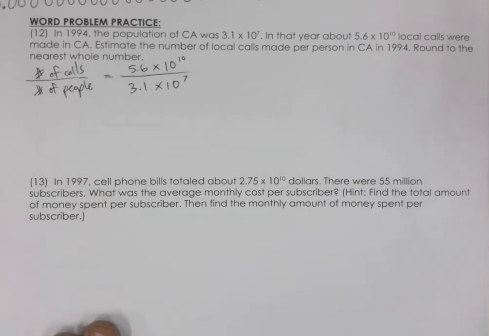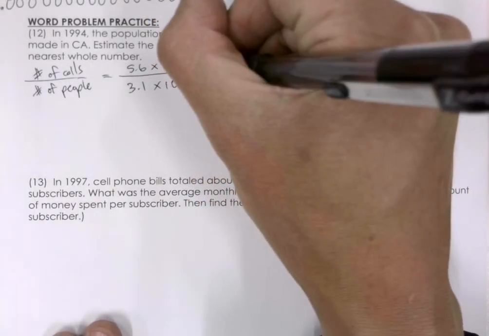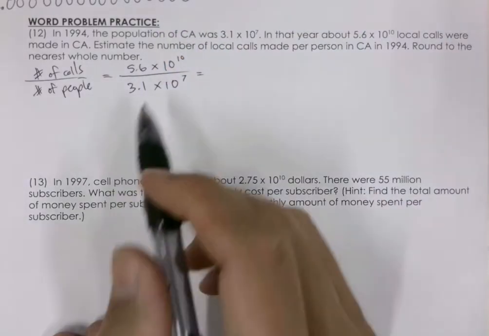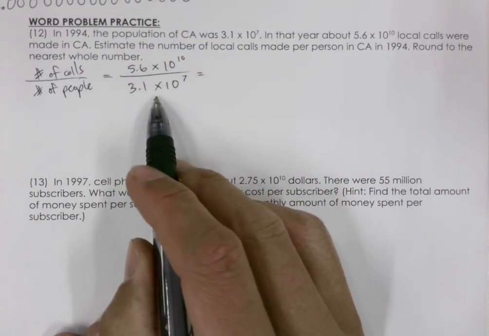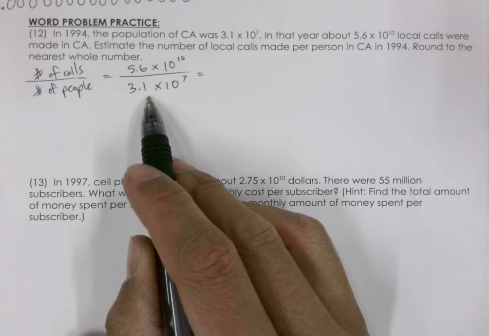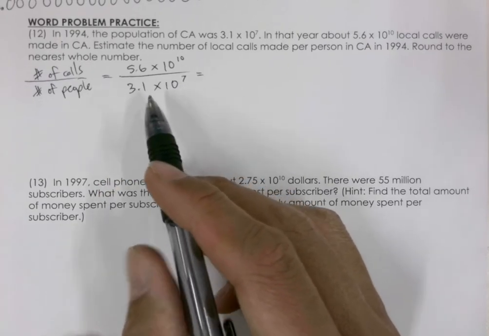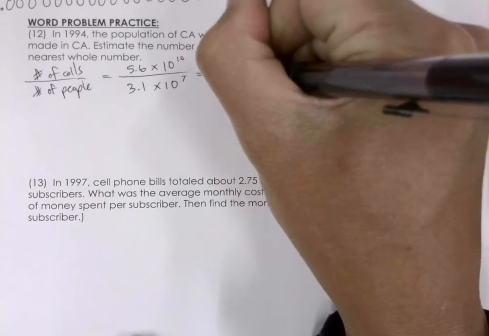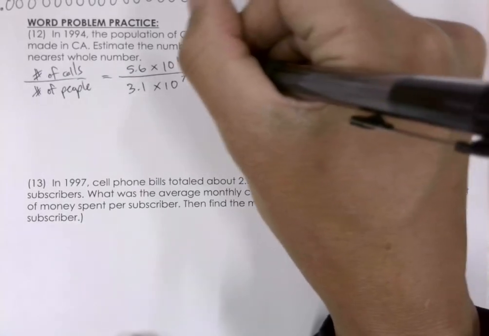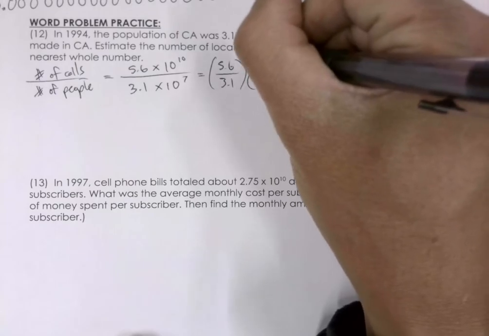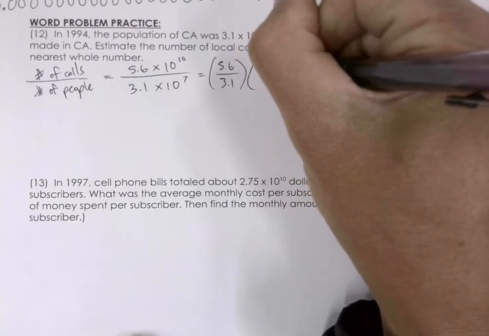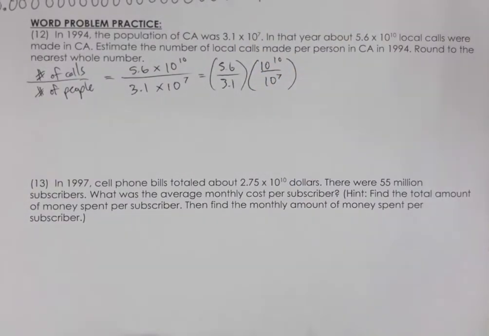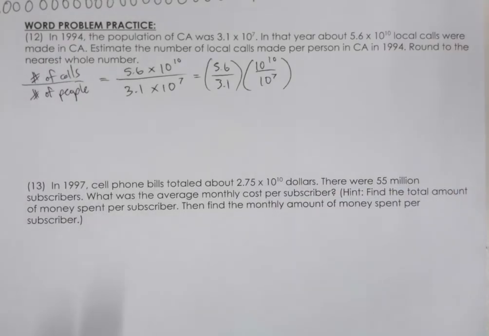All right. So now that we're here, we need to evaluate this. And so we know how to evaluate scientific notation being divided by another expression in scientific notation. We'll do them separately. Right? So we'll divide the prefixes. 5.6 divided by 3.1 times 10 to the 10 over 10 to the 7, like so.